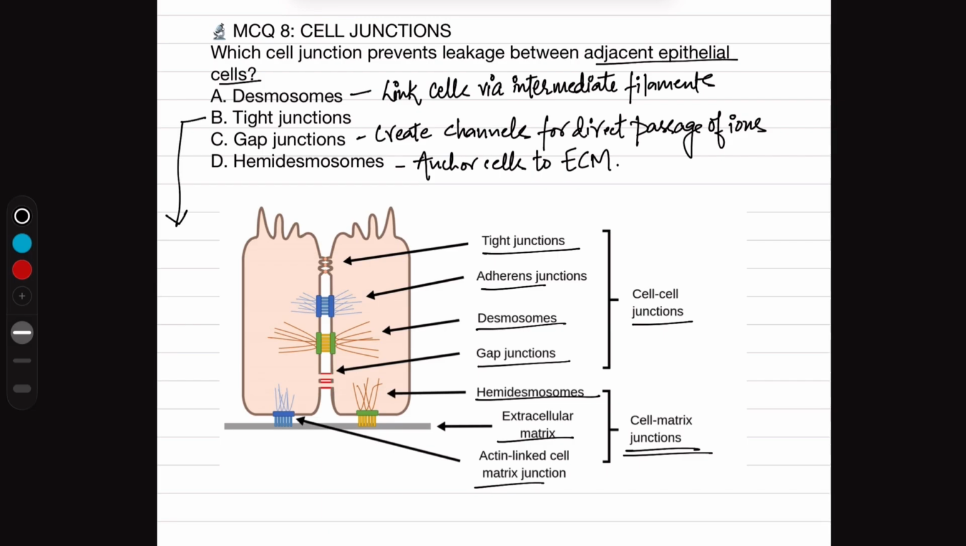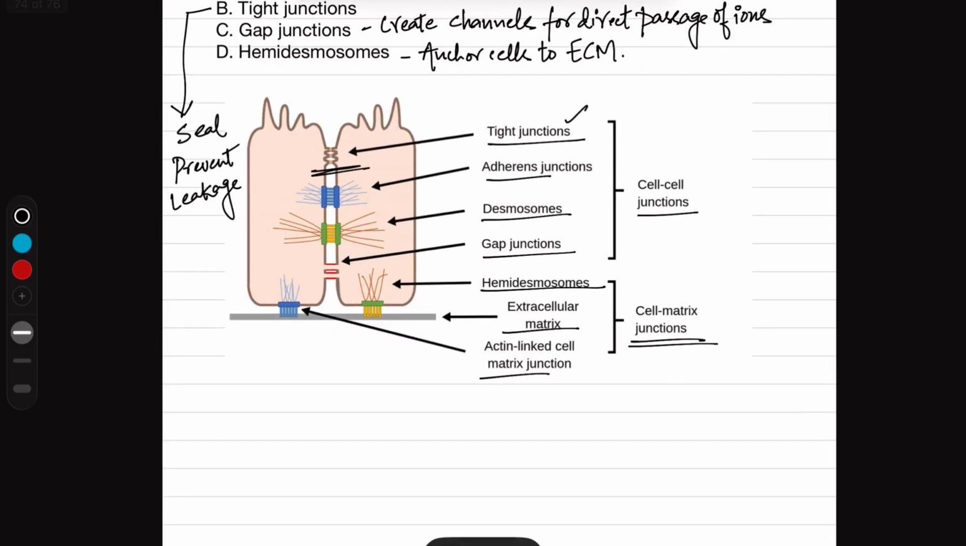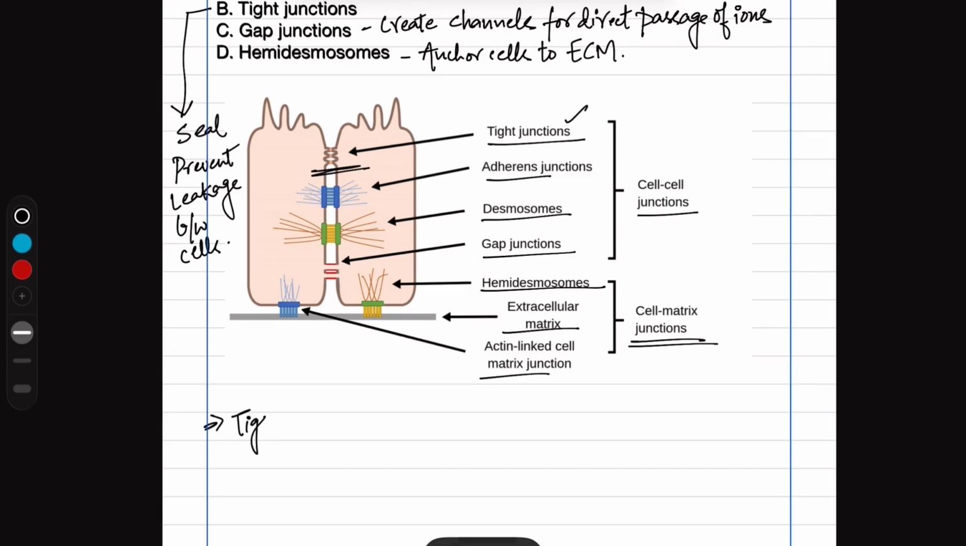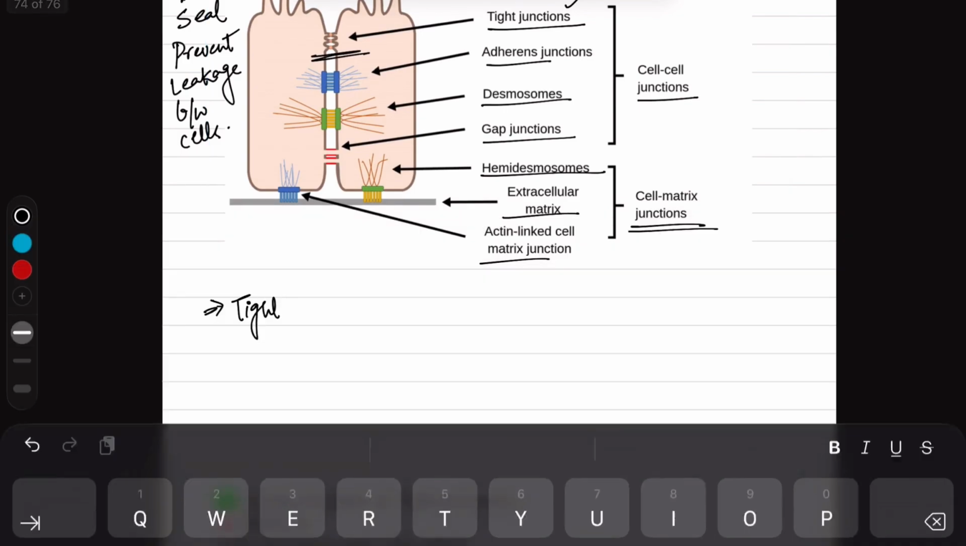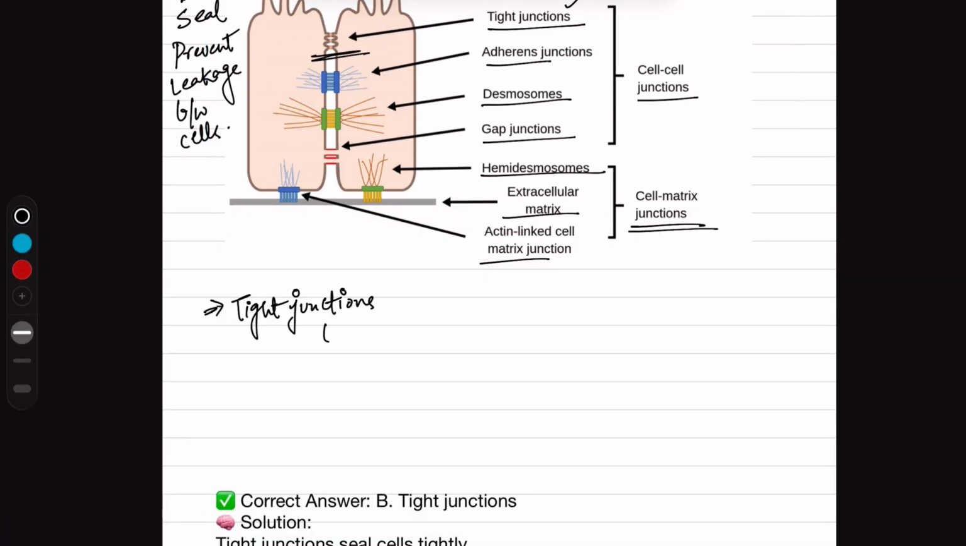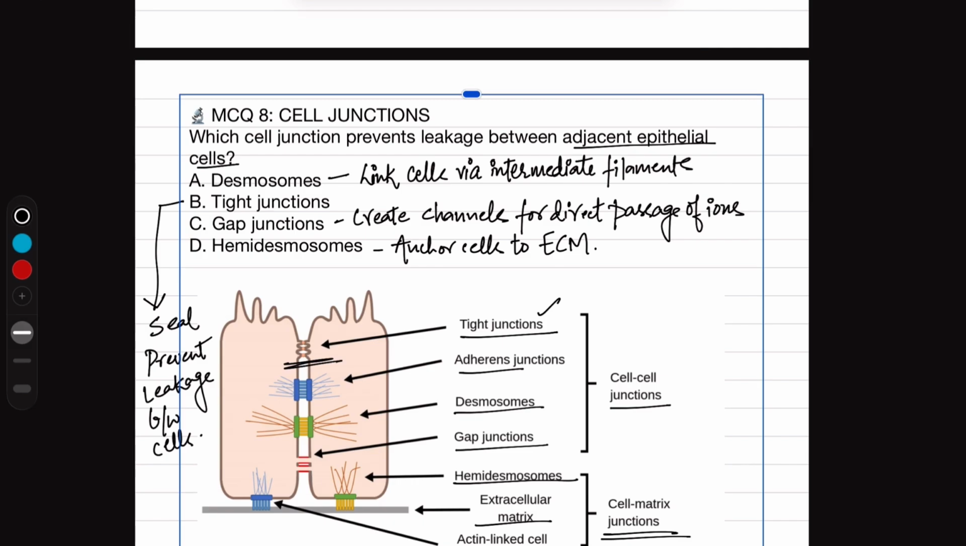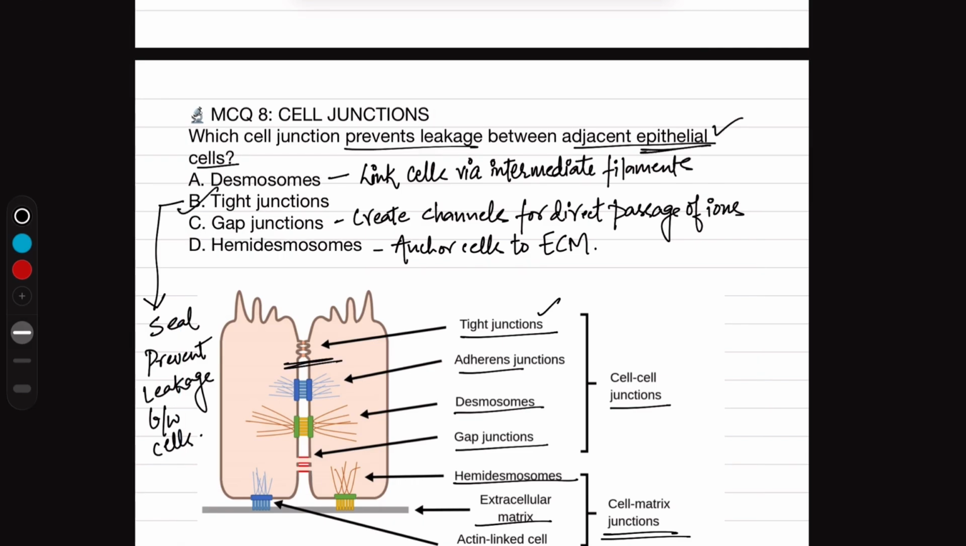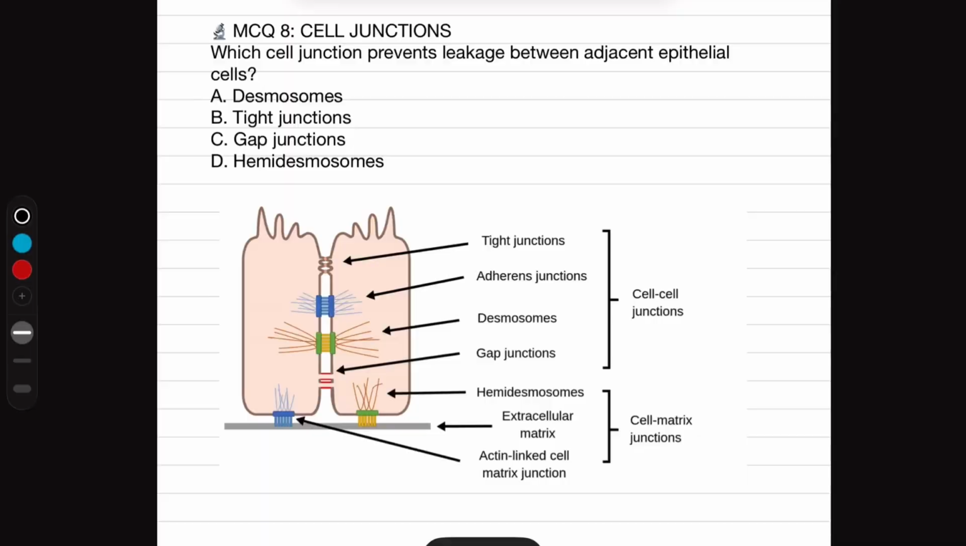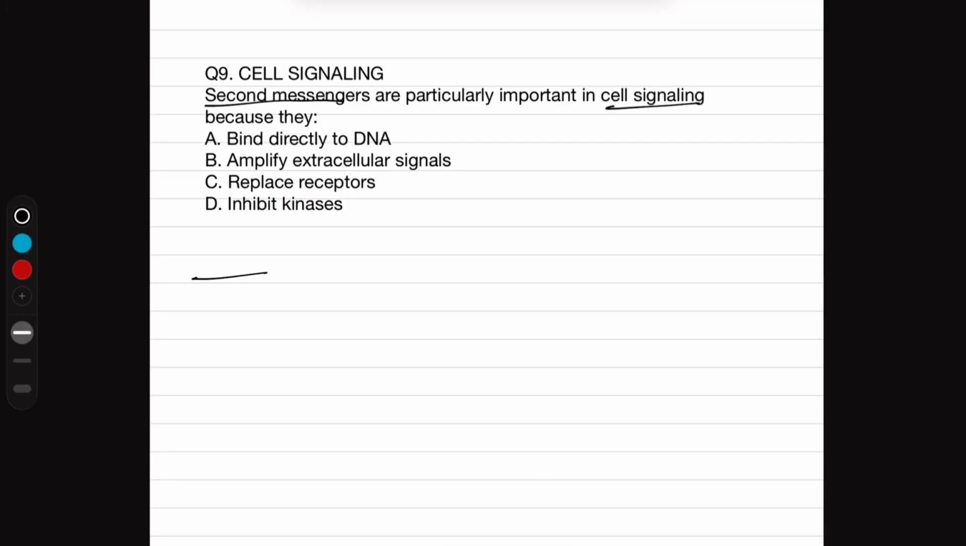So you need to focus on the words prevention of leakage and also between epithelial cells. So option B, which is tight junctions, prevents any kind of leakage, and it is also present in epithelial cells, right? If we see the function of tight junctions, then we know that these are responsible to seal tightly between cells, and these are also abundant in epithelial tissues, right? So in epithelial cells wise, our option tight junctions will be correct.